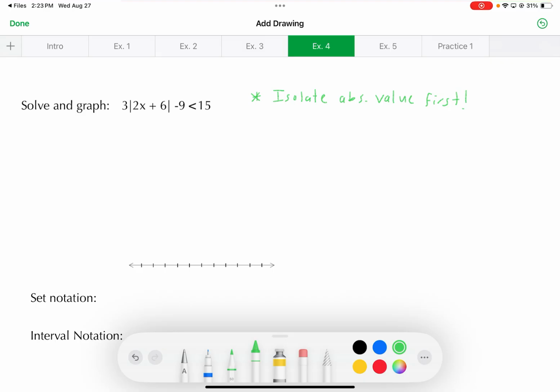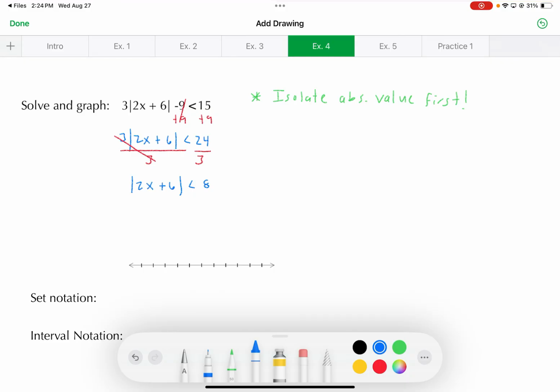Now the one thing you're not going to do ever, you're not going to try to distribute this 3 into the absolute value. There is no distributive property that works across absolute value, okay? Instead, we're going to add this 9 over. And then what would we do with that 3 at this point if we're not allowed to distribute it? Divide it, yeah. Okay, so that'll lead me to the absolute value of 2x plus 6 is less than 8.